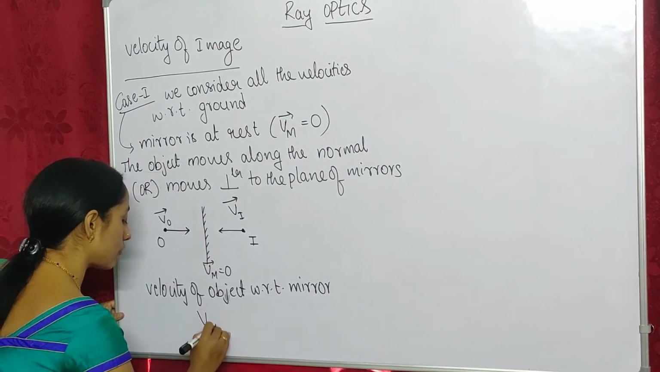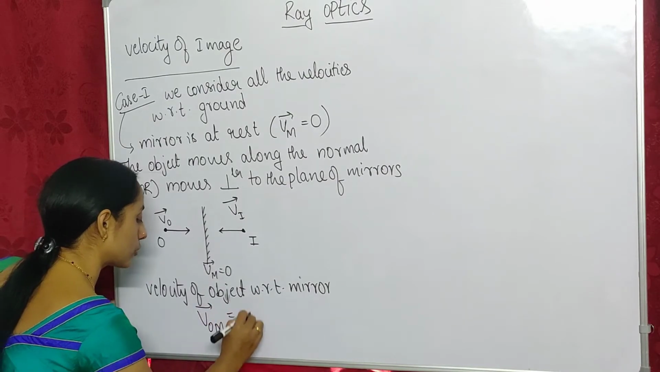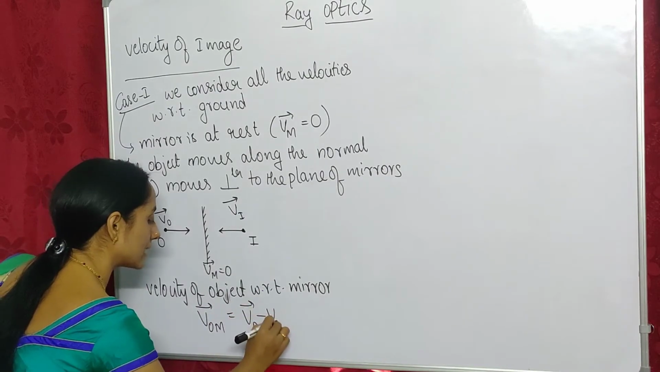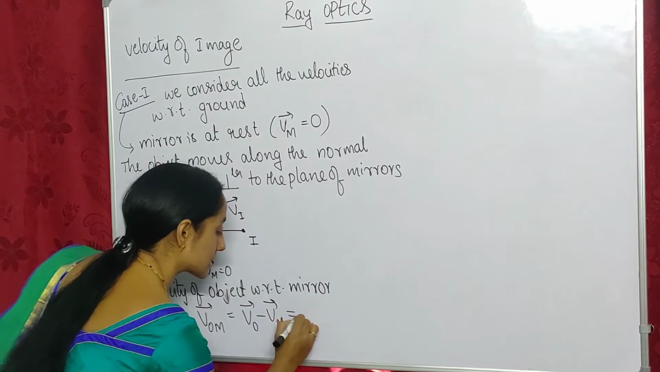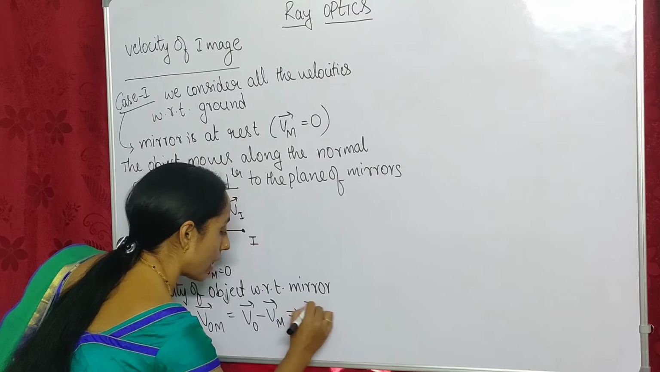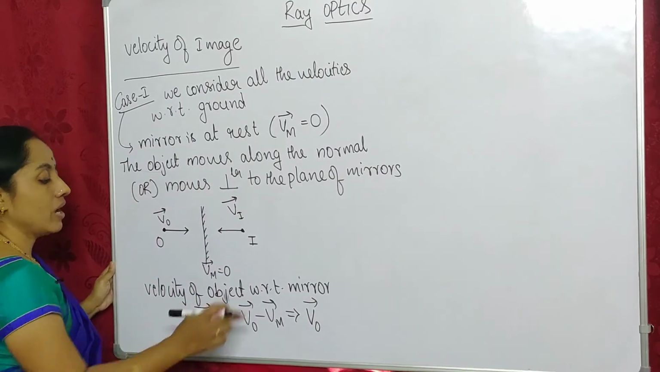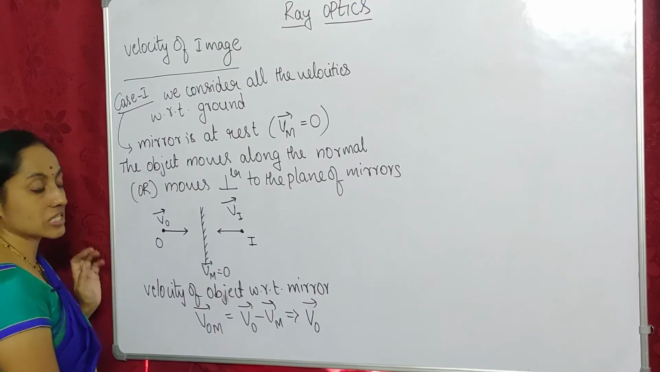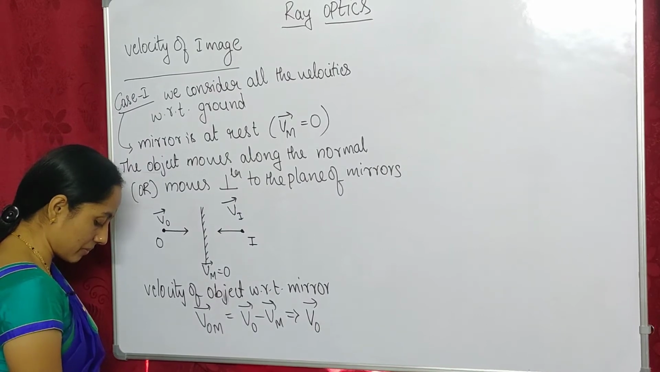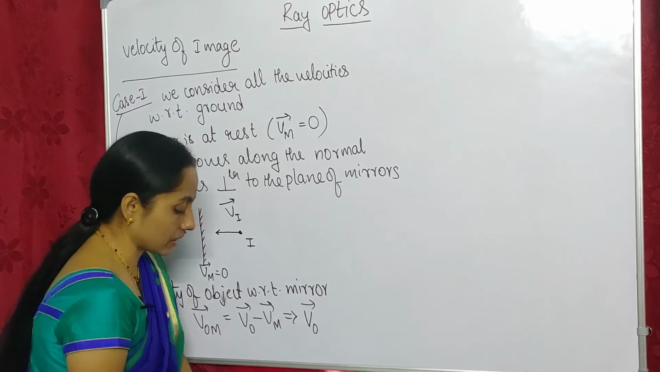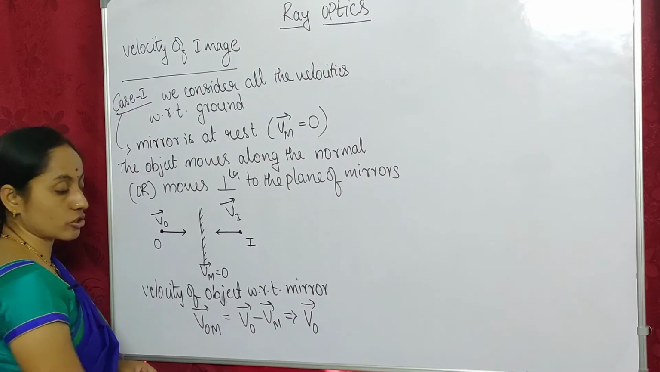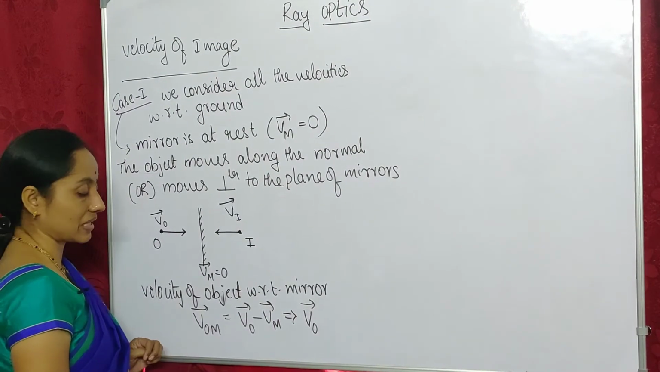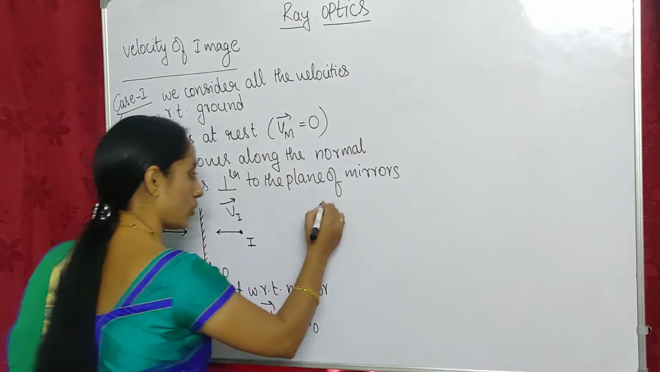how should I write? Velocity of object with respect to mirror is equal to VO bar minus Vm bar. What is Vm bar? 0. So what is the answer remaining? VO bar. It remains the same. Magnitude same, direction same. That is why bar is written. So please remember, VO bar indicates both magnitude and direction. So magnitude remains same, direction also remains same. So that is VO bar.